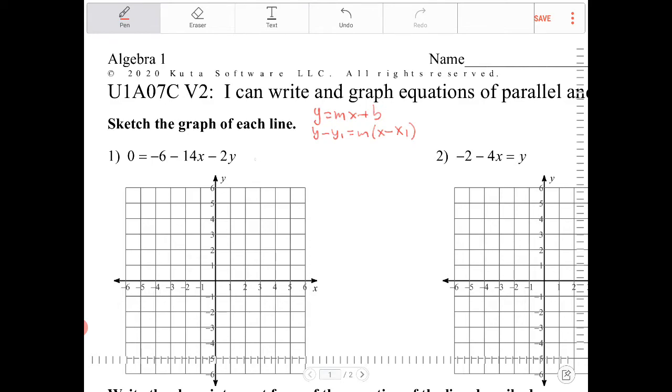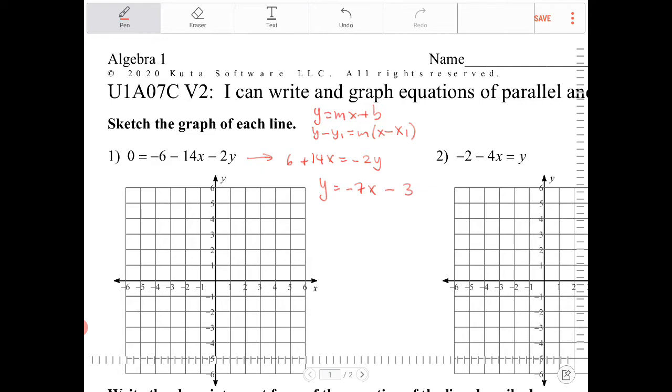I want to add 6 and add 14x to both sides, and if I do, I'll end up with 6 plus 14x is equal to negative 2y. And then I'm going to divide both sides by negative 2, and if I do, I'll end up with negative 7x minus 3.